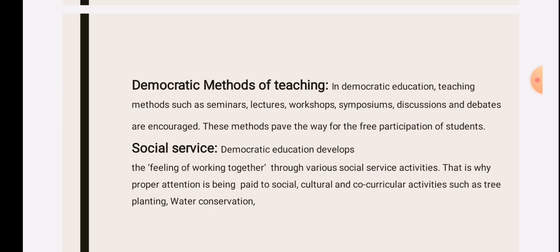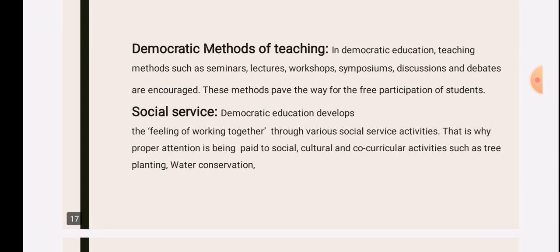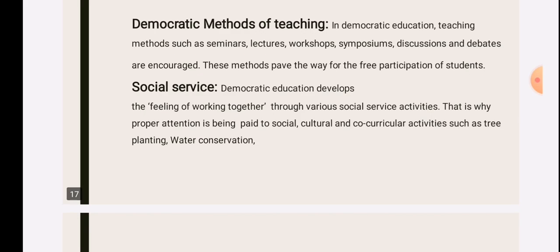Then, for keeping education in a democratic mode, we should follow a democratic method of teaching. In democratic education, teaching methods such as seminar, workshop, symposium, discussion, and debate are encouraged. These methods pave the way for free participation of students.